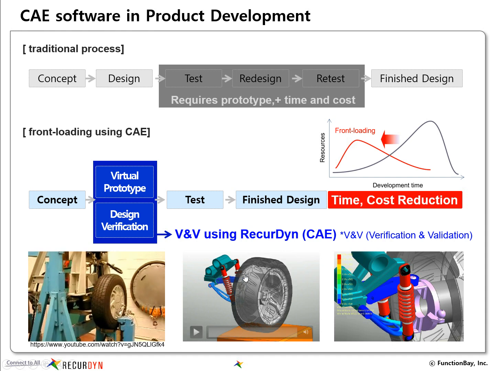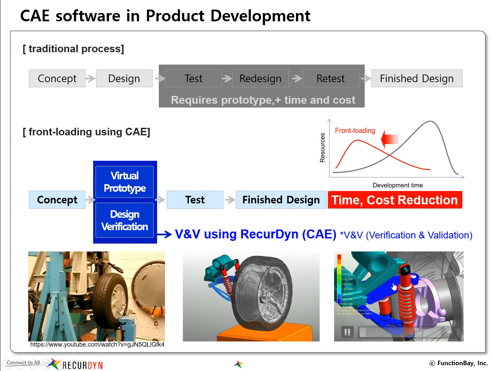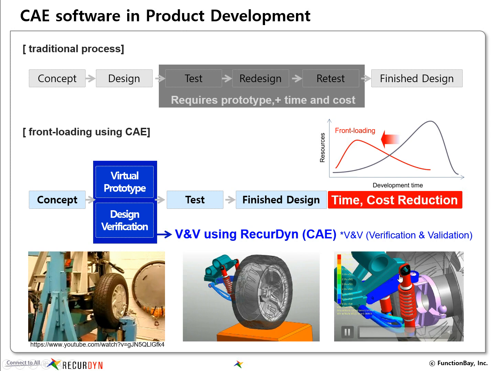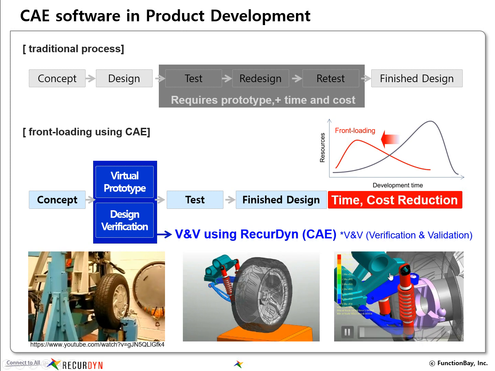These videos show the durability test and the simulation result of the suspension. CAE can give the result which cannot be obtained from the physical test, and those results can be easily visualized, like this.